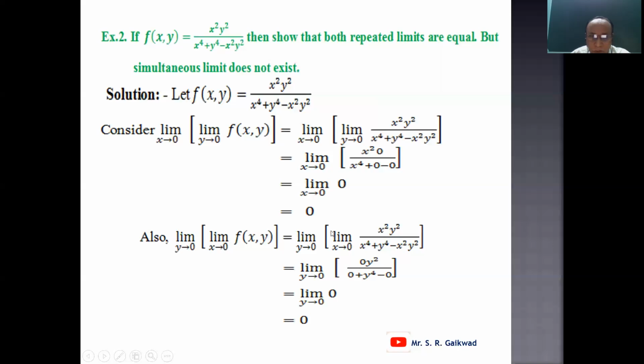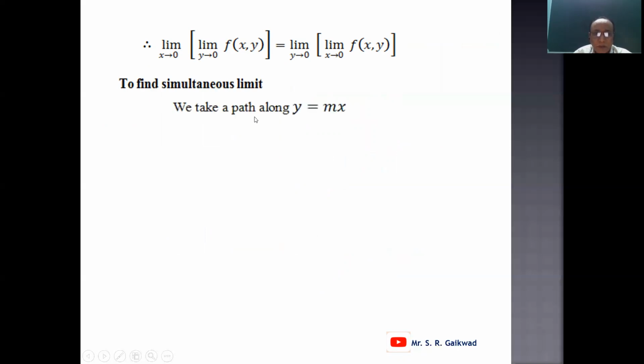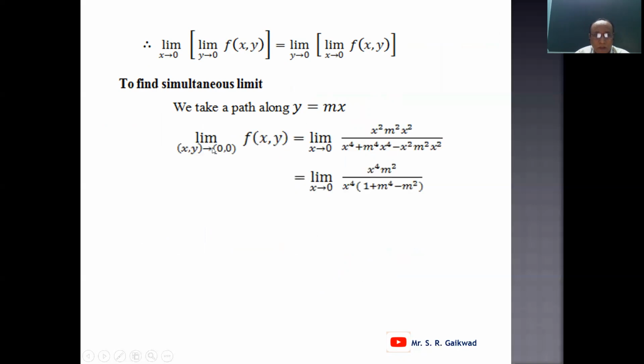It means both repeated limits exist and value of both repeated limits is 0. It means they are equal. Now, both repeated limits are equal. Then you can find simultaneous limit or double limits. To find simultaneous limit, first you can take a path here y equal to mx, and therefore limit x comma y tends to 0 comma 0 of f of x comma y. This limit is called as simultaneous limit or double limits.